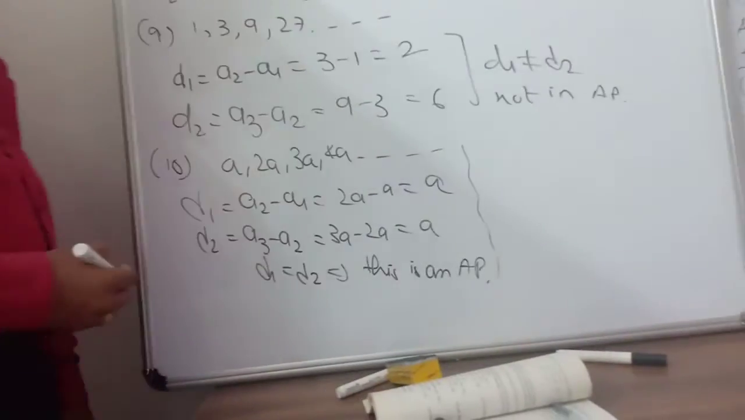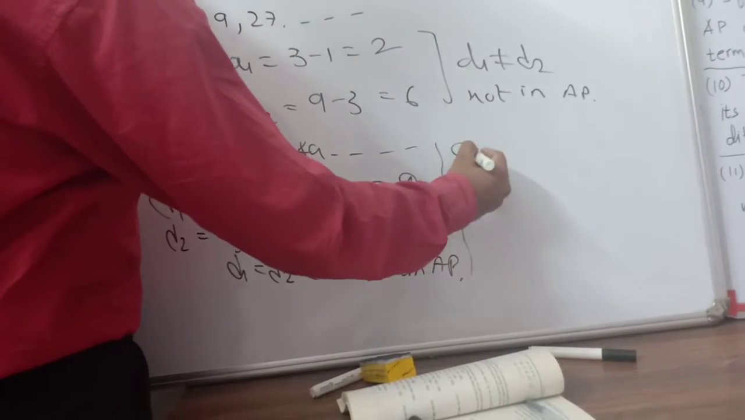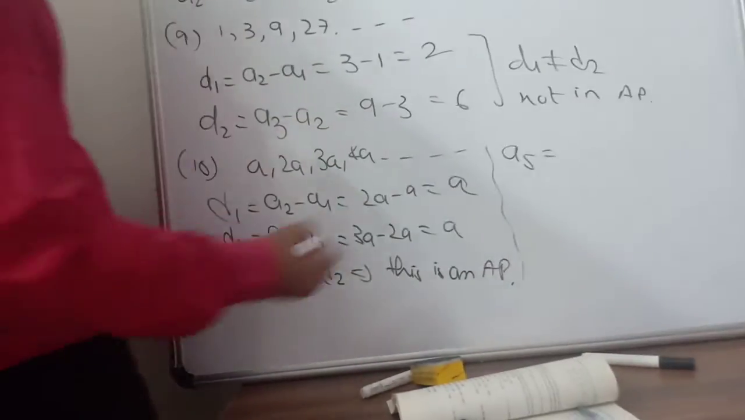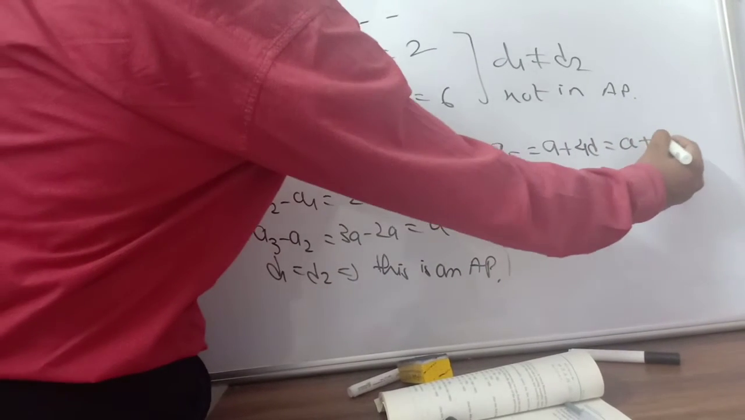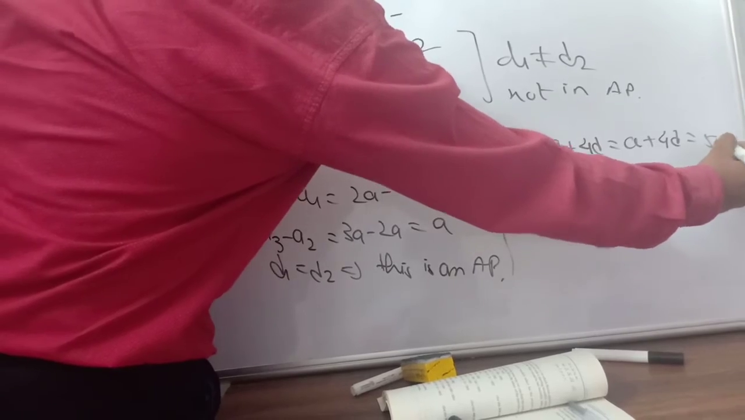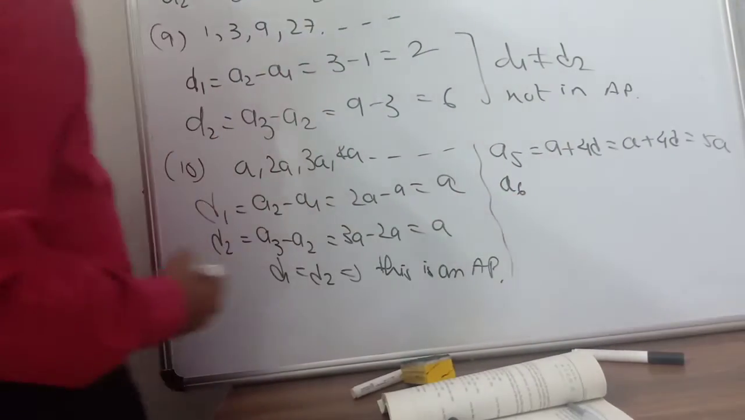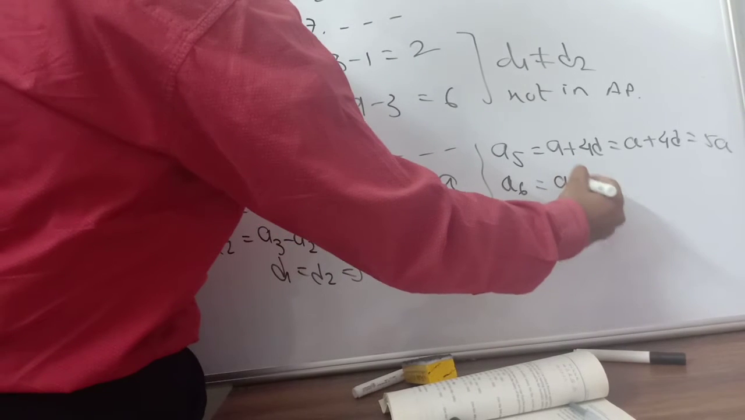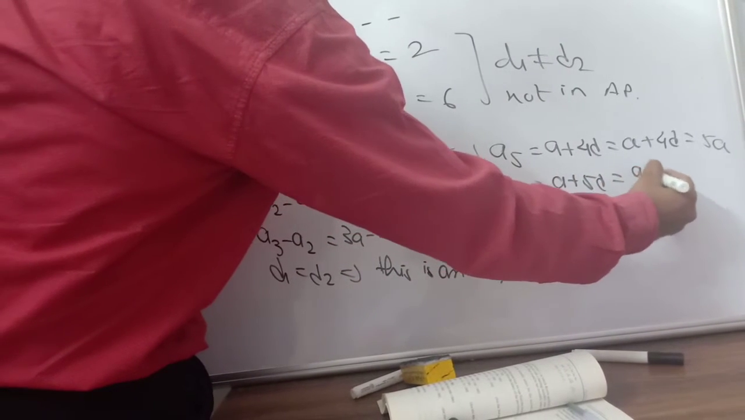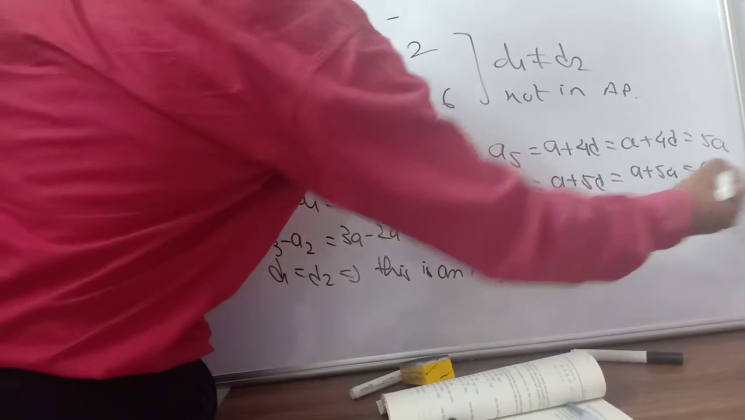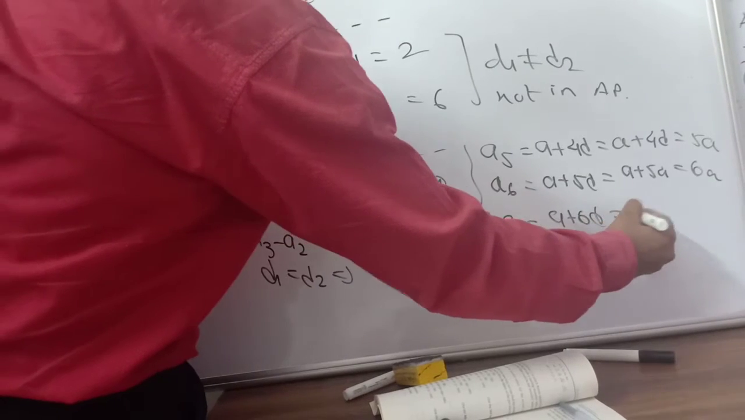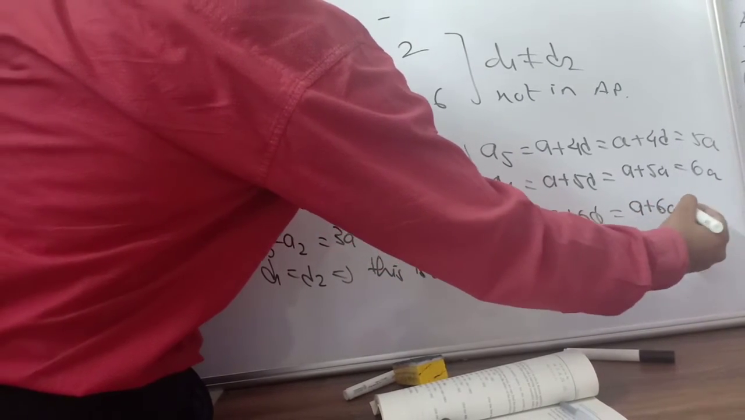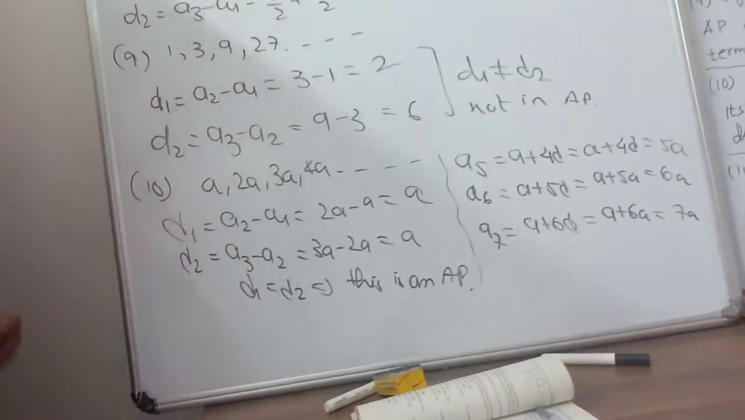Now we find the fifth term. So A5. We have found D, so A5 is equal to A plus 4D, the first term A and 4D is equal to 4A, then we get 5A. A6 is equal to A plus 5D, so A plus 5A is equal to 6A. And A7 is equal to A plus 6D, so A plus 6A is equal to 7A. Understand? Clear?